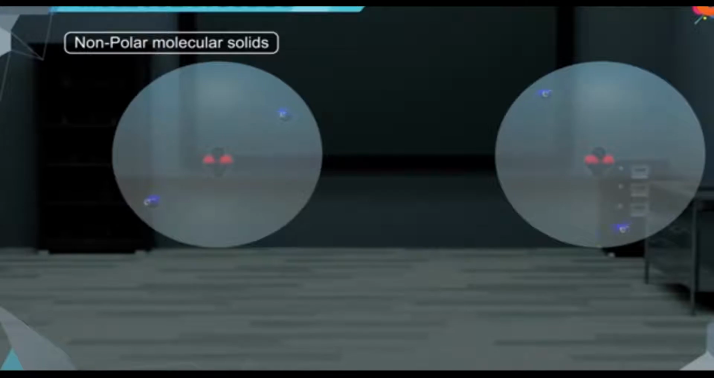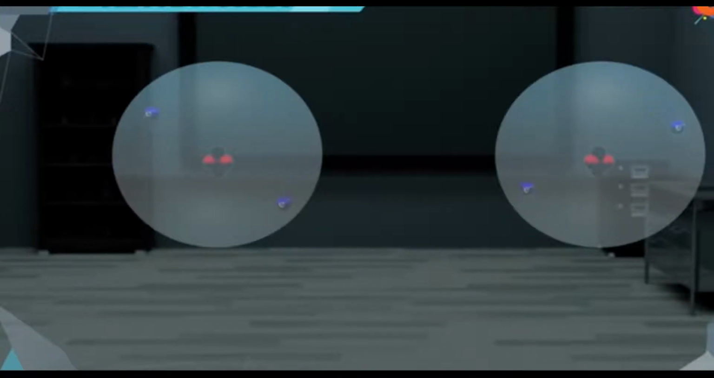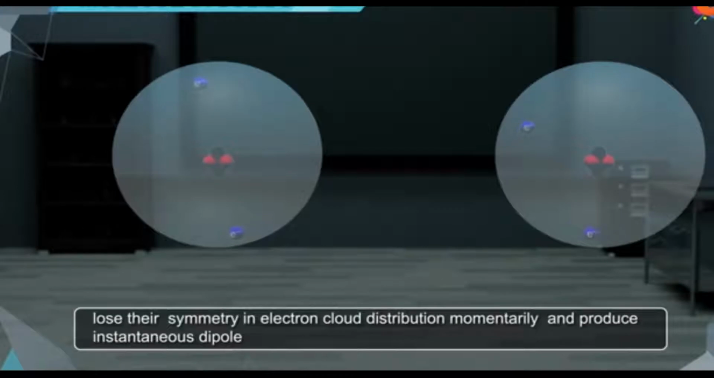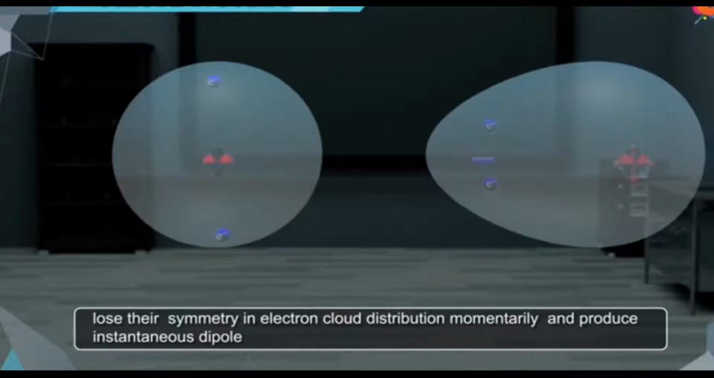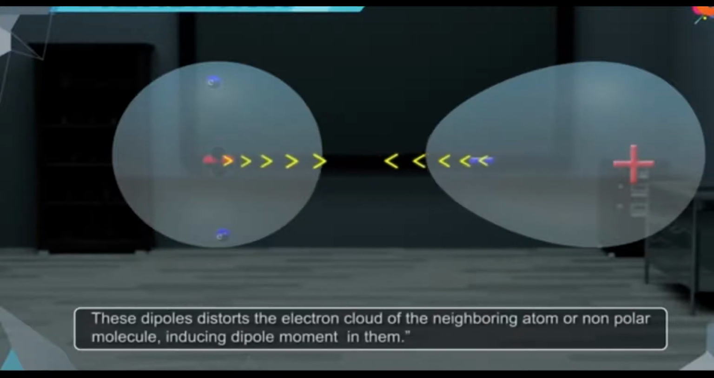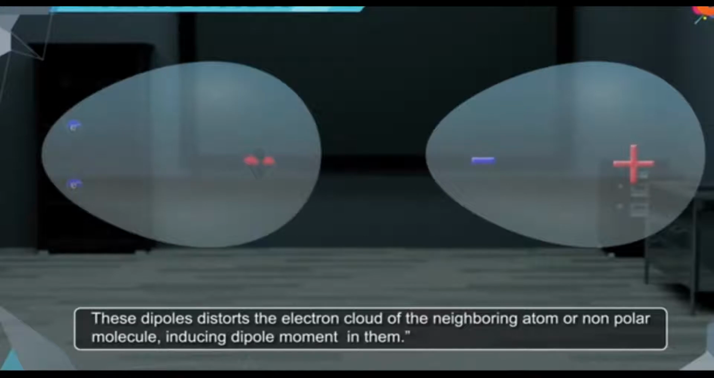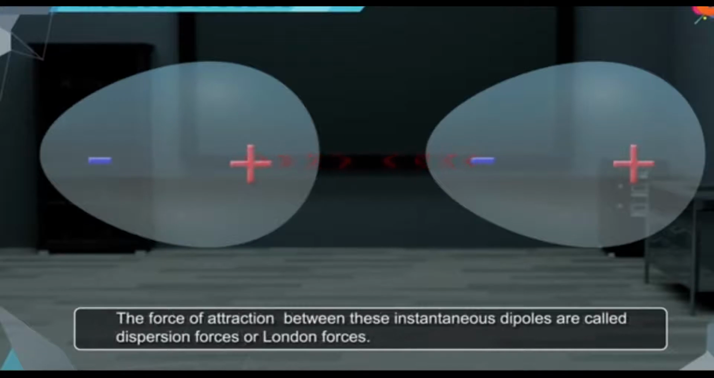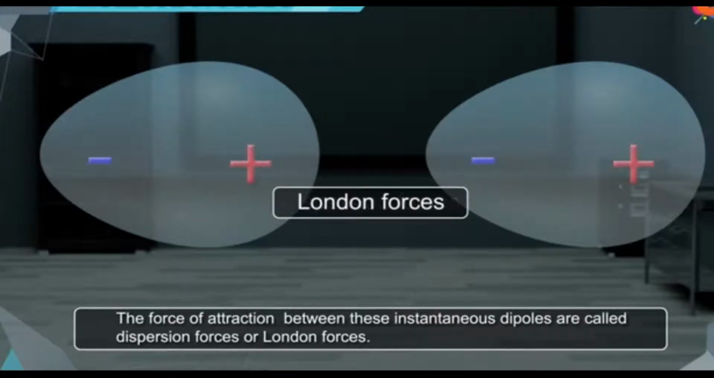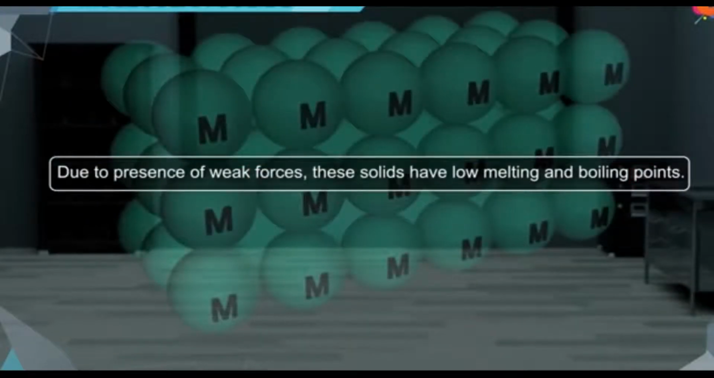Sometimes these atoms and non-polar molecules lose their symmetry of electron cloud distribution for a short time and produce an instantaneous dipole. These dipoles distort the electron cloud of the neighboring atom or non-polar molecule, inducing a dipole moment in them. The electrostatic force of attraction between these instantaneous dipole-induced dipole is called dispersion forces or London forces. Due to the presence of weak forces, these solids have low melting and boiling points.